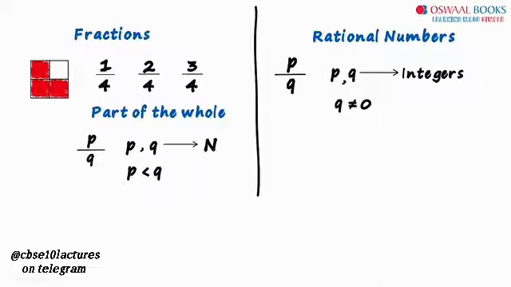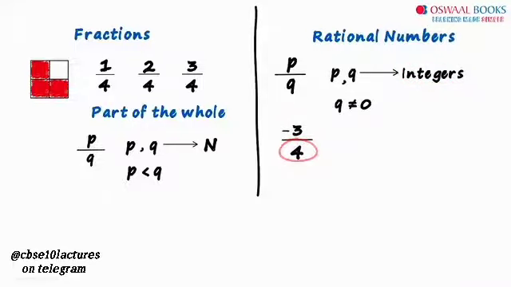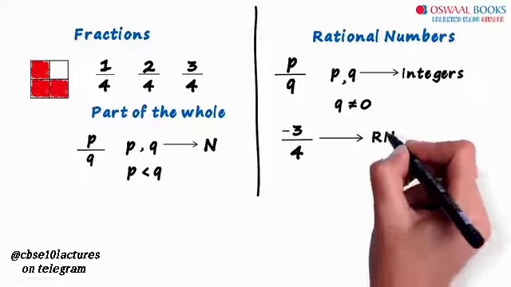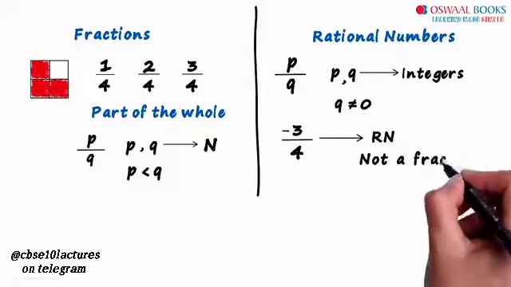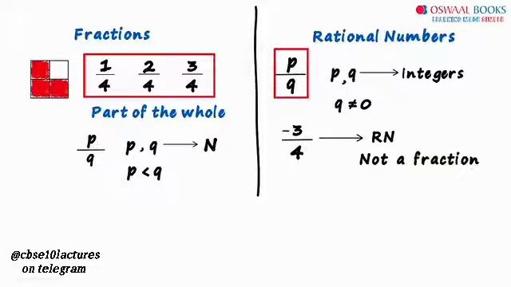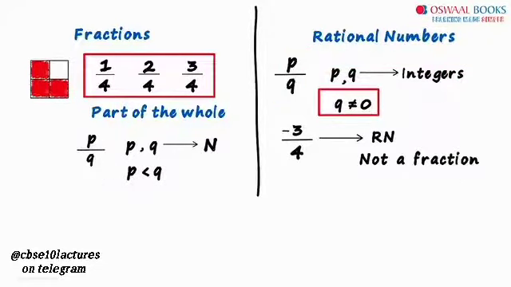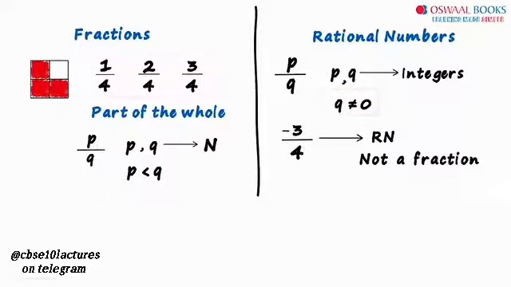Look at a number like minus 3 by 4. The numerator as well as the denominator are integers, and the denominator is not 0. So this is a rational number, but not a proper fraction as the numerator is not a natural number. But these three numbers are rational numbers. They are of the form p by q, where p and q are integers and q is not equal to 0. So what does all this tell us?